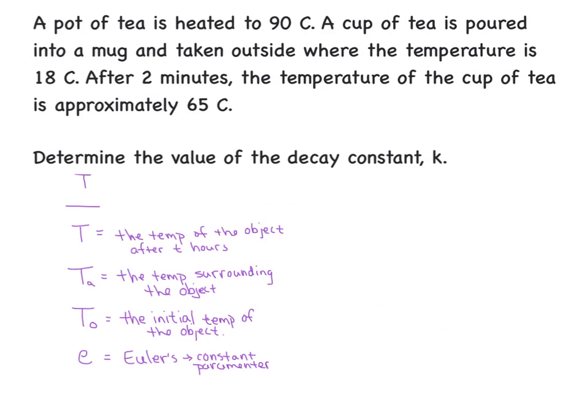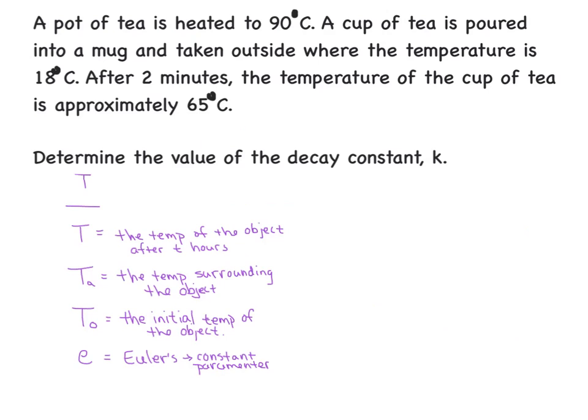All right, it's time to dive in here. So let's get our first live example. So here, instead of thinking of a dead body, let's think of a pot of tea. Now, we heated up a pot of tea to 90 degrees Celsius. That cup of tea is poured into a mug and taken outside where the temperature is 18 degrees Celsius. After 2 minutes, the temperature of the cup had already dropped from 90 down to 65 degrees. So their first question here is determine the value of the decay constant, also known as k.